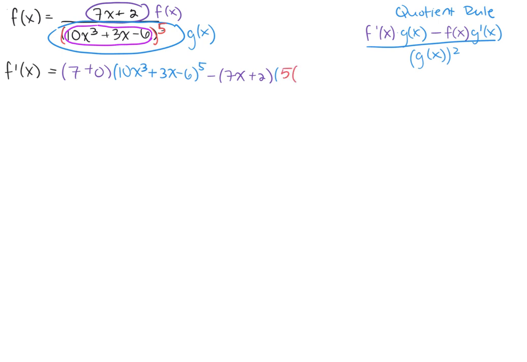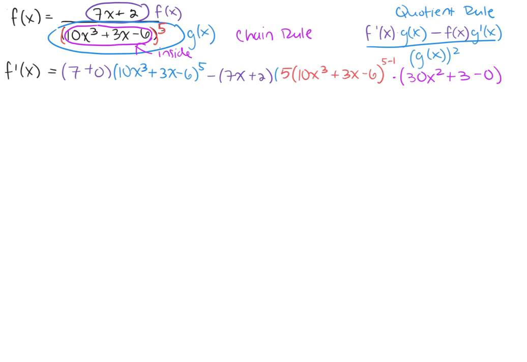Okay, so I've got 5 times 10x to the third plus 3x minus 6, and that's 5 minus 1, that's the power. And then again, applying the chain rule here, after I take the derivative of the outside function, I'm going to multiply it by the derivative of the inside function, and the inside part is the part that I just circled in that purple color. So let's go ahead and take the derivative of 10x to the third, which gives me 30x squared. The derivative of 3x is just 3, and then the derivative of minus 6 is 0.